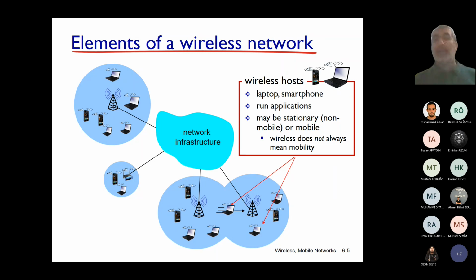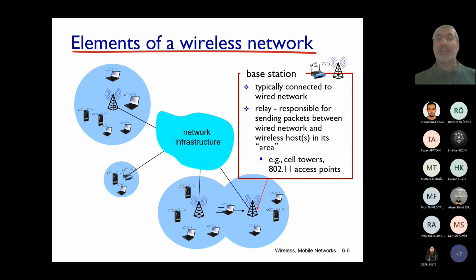And these wireless hosts can be in two forms. One of them can be stationary, which means it doesn't move, it is non-mobile. The second one is a mobile device that you can take with you and move around. Therefore, wireless is different from mobile. Wireless doesn't always mean mobility. It can be wireless but stationary, a non-movable device.